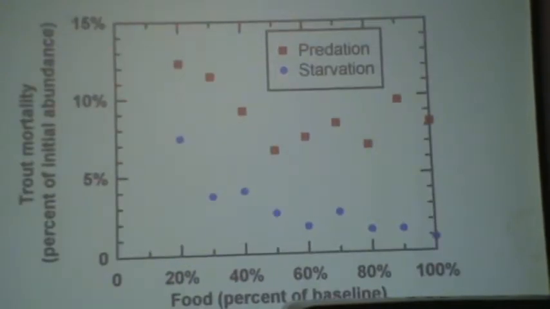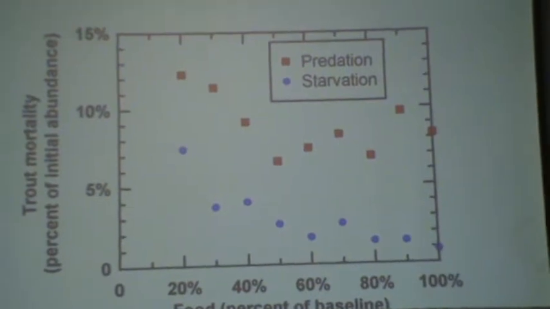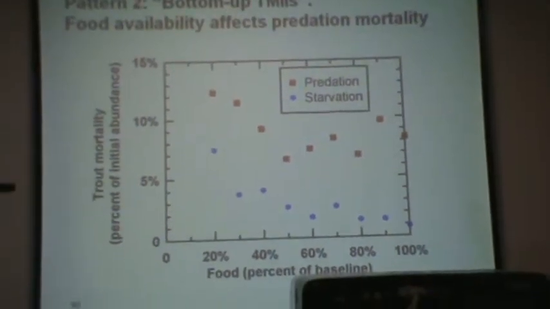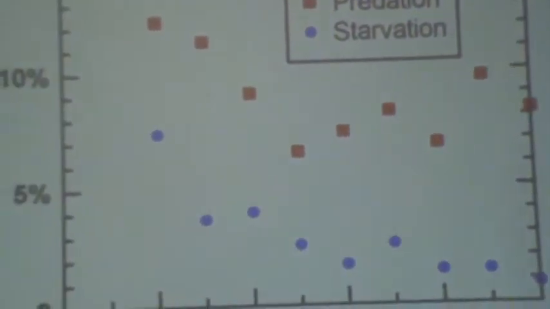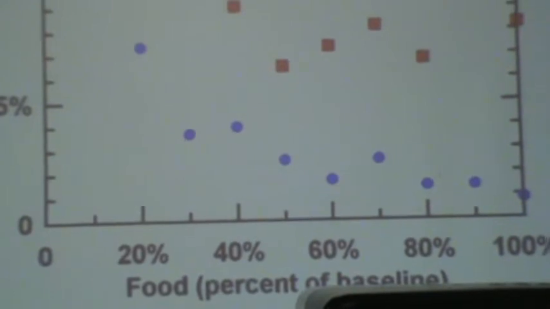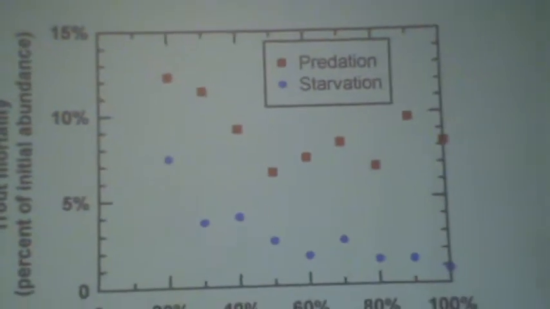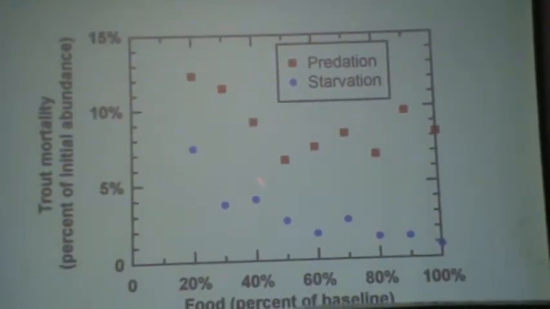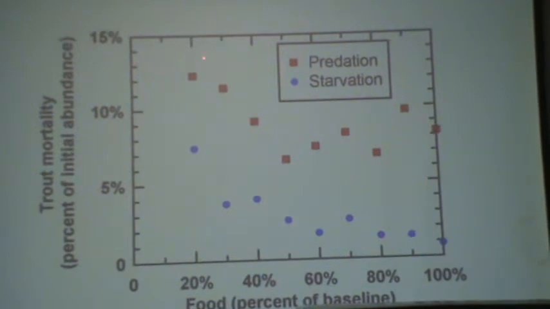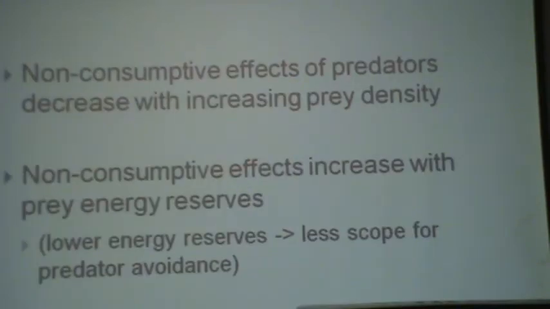A second kind of classical observed pattern is that when you change the amount of food supply, you can change the amount of predation. So here we reduce the amount of food going to the left, and you can see, of course, the number of fish that died of starvation went up, but also the number of fish that died of predation goes up as you reduce the food supply, because they're having to take more chances to get food because there's less food available. So they get killed by predators before they die of starvation.